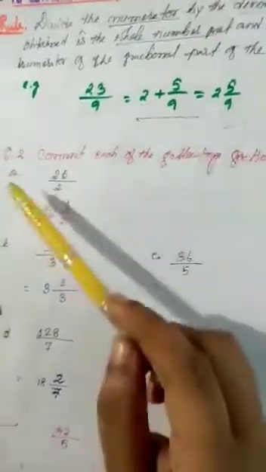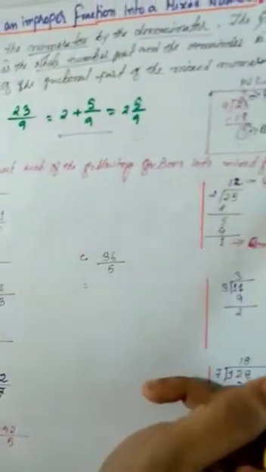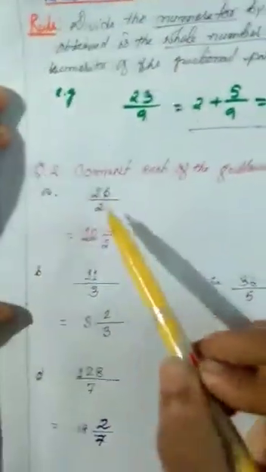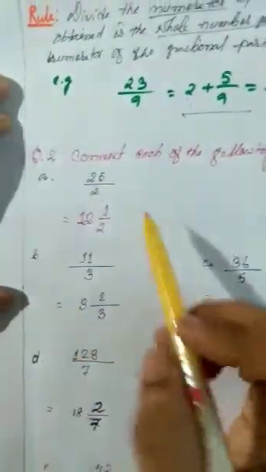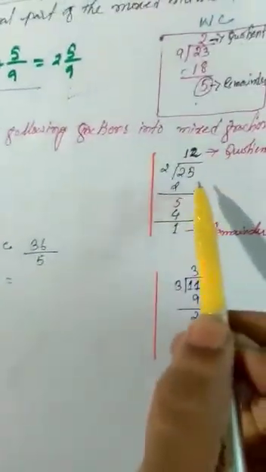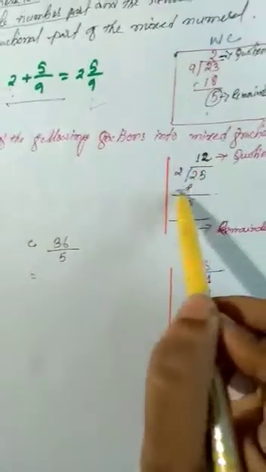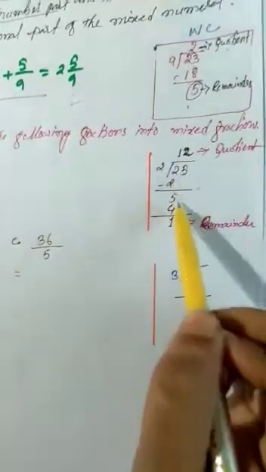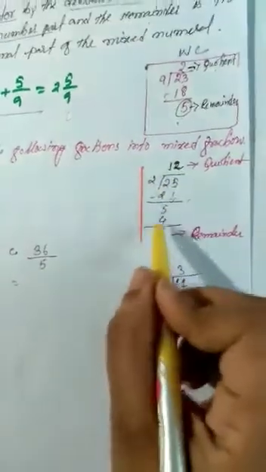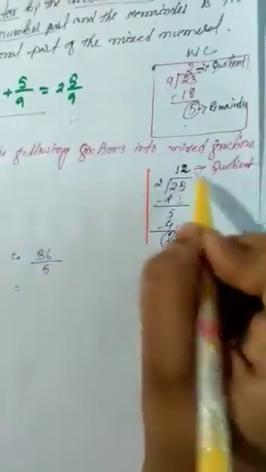Now let's move to question number 2. Convert each of the following fractions into a mixed fraction. Question A is 25 by 2. How can we write it? If we divide, I have shown the division work here, students. See 25: 2 ones are 2. After subtracting, we bring down 5. Then 2 twos are 4, so 5 minus 4 is 1. So 1 is the remainder and 12 is the quotient.